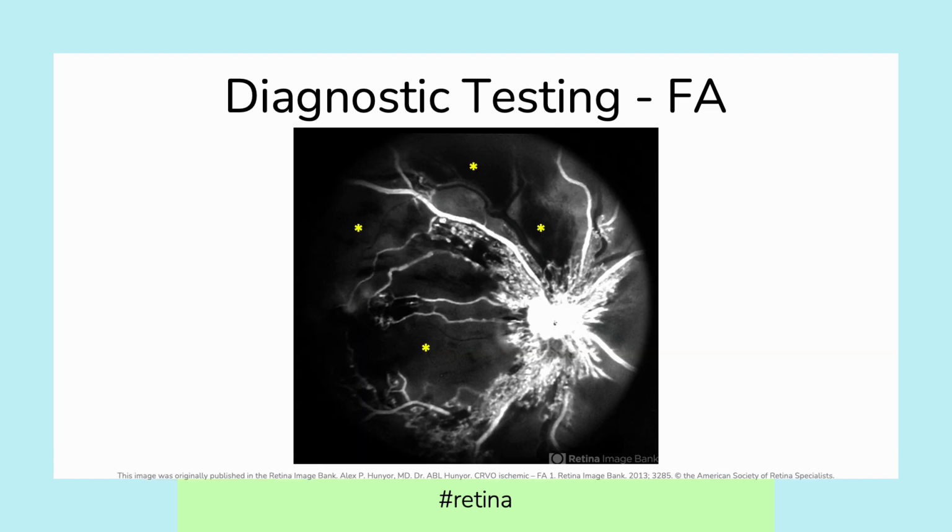Ischemic CRVO will have extensive capillary non-perfusion. Greater than 10 disc diameters of capillary non-perfusion indicates an increased risk of neovascularization. This angiogram shows almost total non-perfusion of the capillary bed, indicating ischemic CRVO.